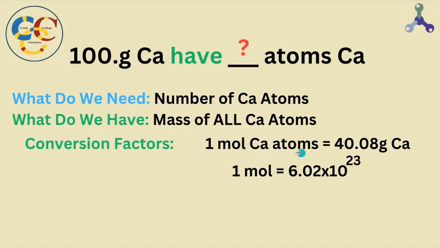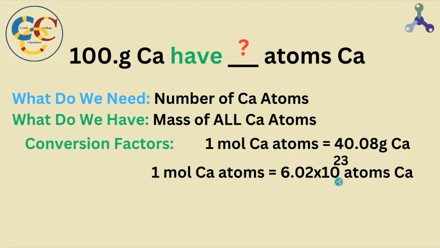So we have 1 mole of calcium atoms is equal to 40.08 grams of calcium, and you can look at the periodic table to figure this out. And we also know that a mole is the same thing as 6.02 times 10 to the 23. Now, if we specify to this problem, a mole of Ca atoms is equal to 6.02 times 10 to the 23 atoms of Ca.